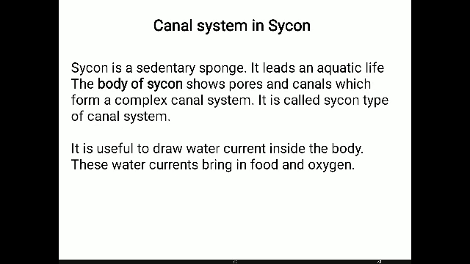Now, the canal system in Sycon. Sycon is a sedentary sponge. That means it lives in the place where it is present. Sedentary, so it leads an aquatic life. The body of Sycon shows pores and canals which form a complex canal system. It is called the syconoid type of canal system. It is useful to draw water current into the body. This water current brings the food and also the oxygen, which is very essential for the body.